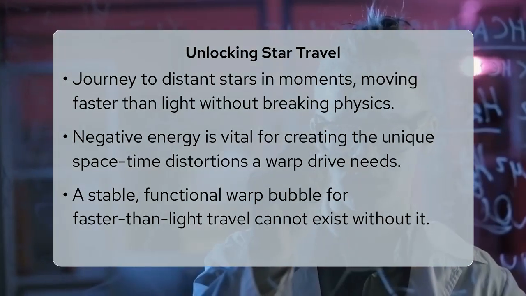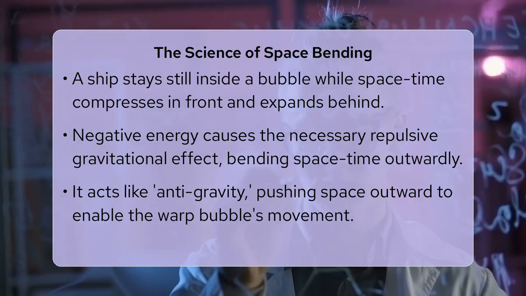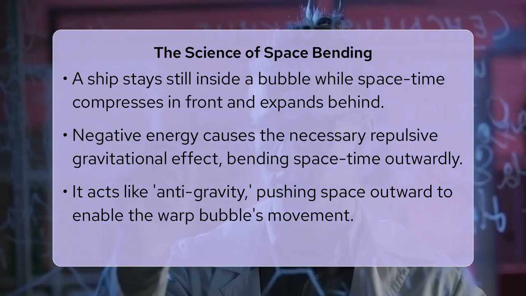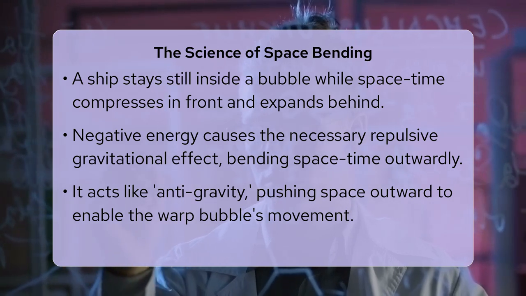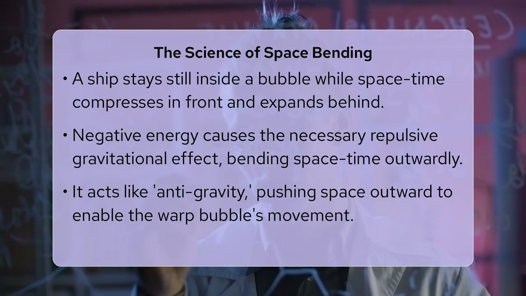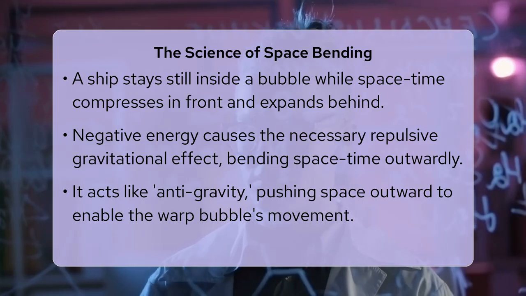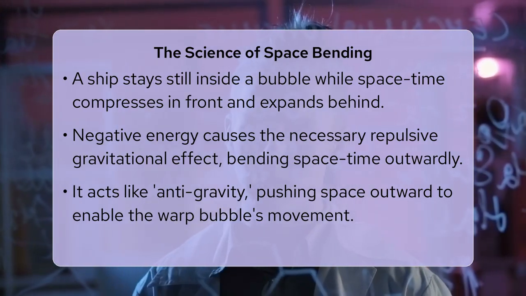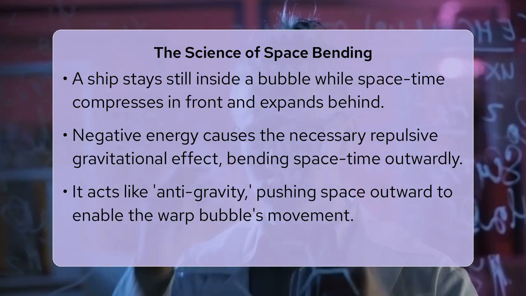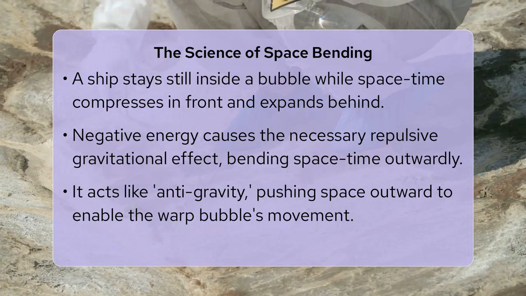The core mechanism behind a warp drive involves creating a warp bubble around a spaceship. Inside this bubble, the ship itself remains stationary relative to its immediate surroundings. However, the spacetime fabric outside the bubble is compressed in front of it and expanded behind it. This clever manipulation of spacetime effectively moves the destination closer and then pushes the bubble along, allowing the ship to cover vast distances faster than light could travel through normal space.